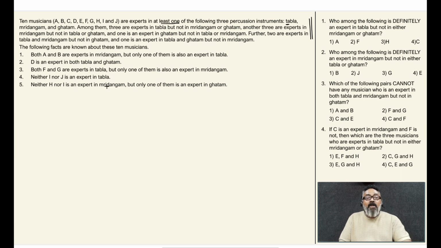Neither H nor I are expert in mridangam, so both get a cross in M. But only one of them is expert in ghatam, so one tick in G. So you can see a lot of ticks and crosses, and at the end of the day, what is he finding out? You have to see what the actual assignment is.